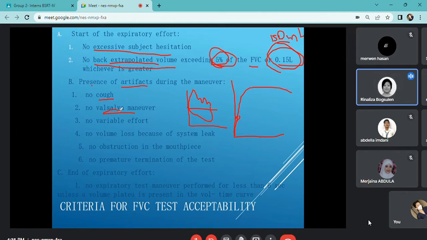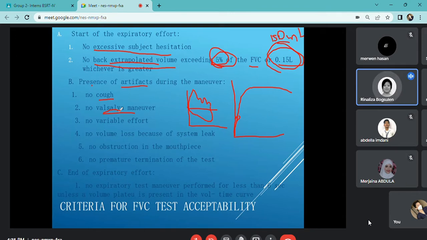So again, what is the common loop when there is subject hesitation? Okay, pag nag-hesitate yung pasyente, I mean variable effort I should say, nag-exhale siya, tapos binawi niya ulit, pinigilan niya, exhale siya ulit. Okay, pwedeng ganyan yung itsura. So that is variable effort.